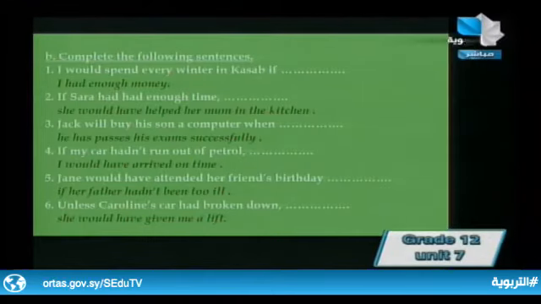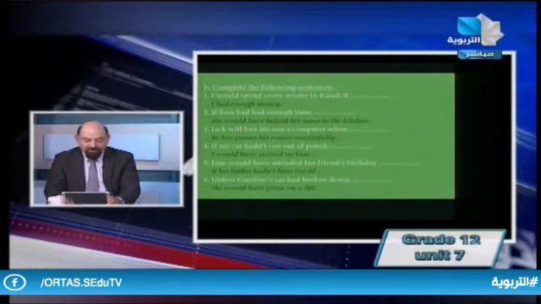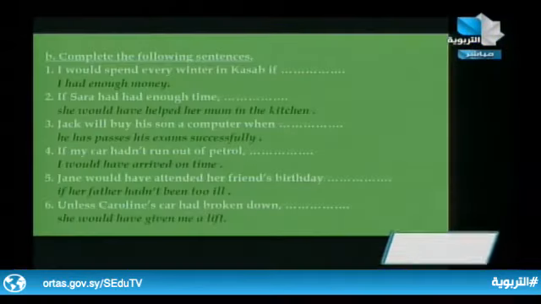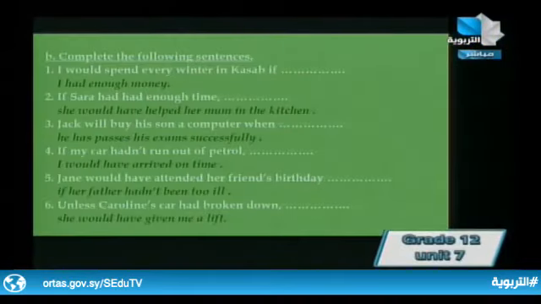Number 4, if my car hadn't run out of petrol, I would have arrived on time. Good. It means that he didn't arrive on time. It's hypothetical here, imaginary about the past. Number 5, Jane would have attended her friend's birthday if her father hadn't been too ill, or if her mother had given her permission, for example.